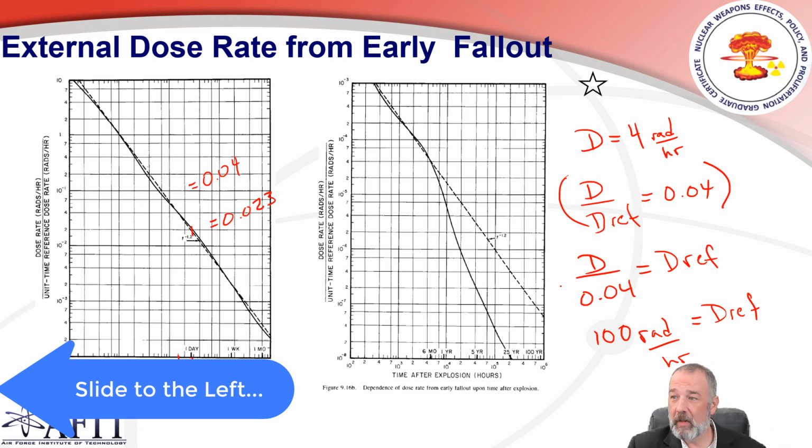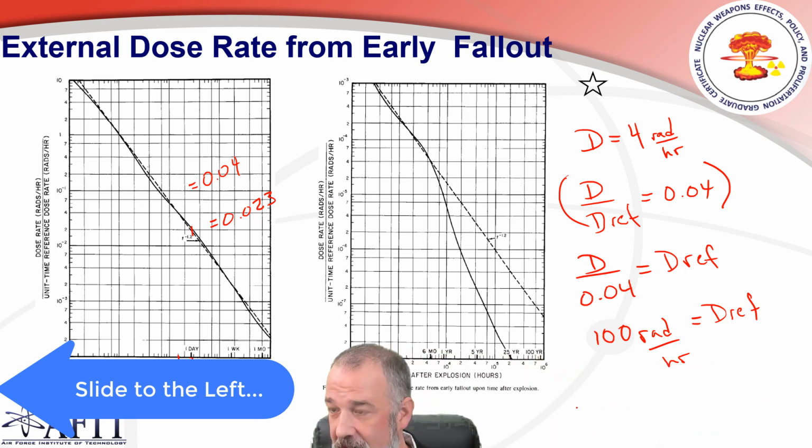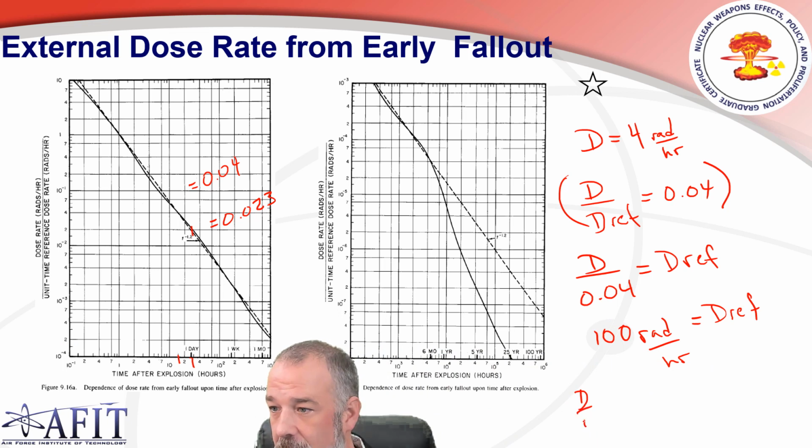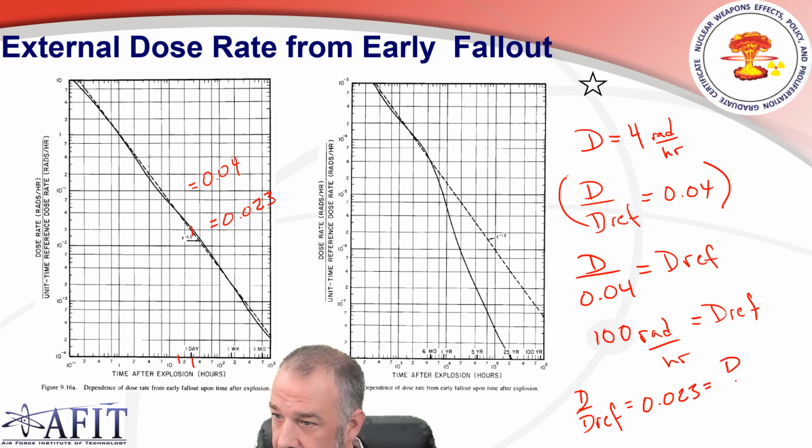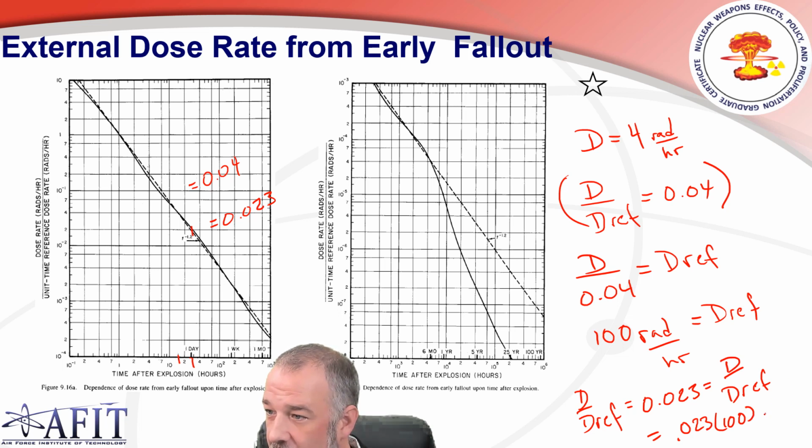Okay, so now once again, we have a D over D ref. This is going to be some dose that we're looking for over our reference dose. That's going to be equal to our 0.023 times 100. So we're just going to put the decimal in there, which is going to be equal to about 2.3 rads per hour.